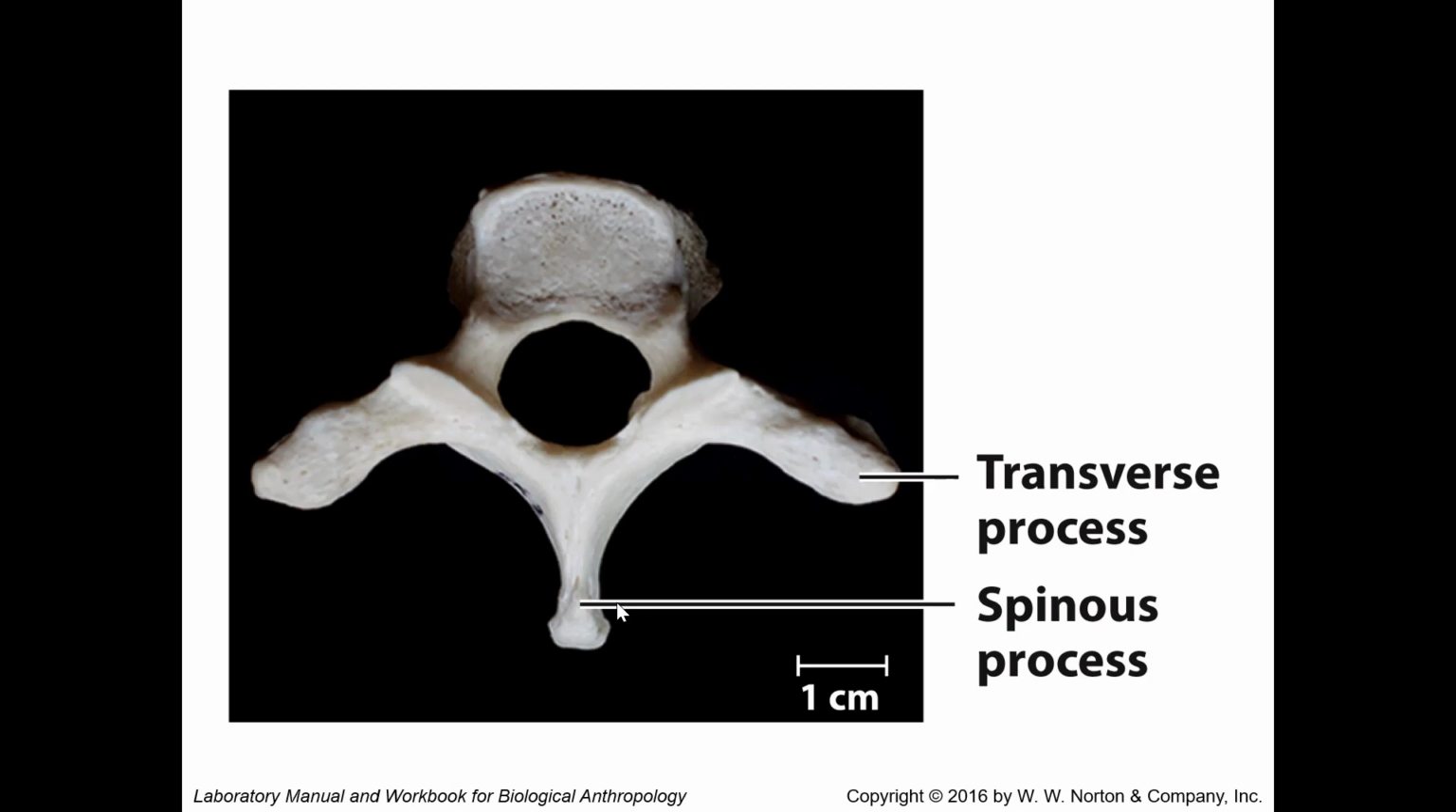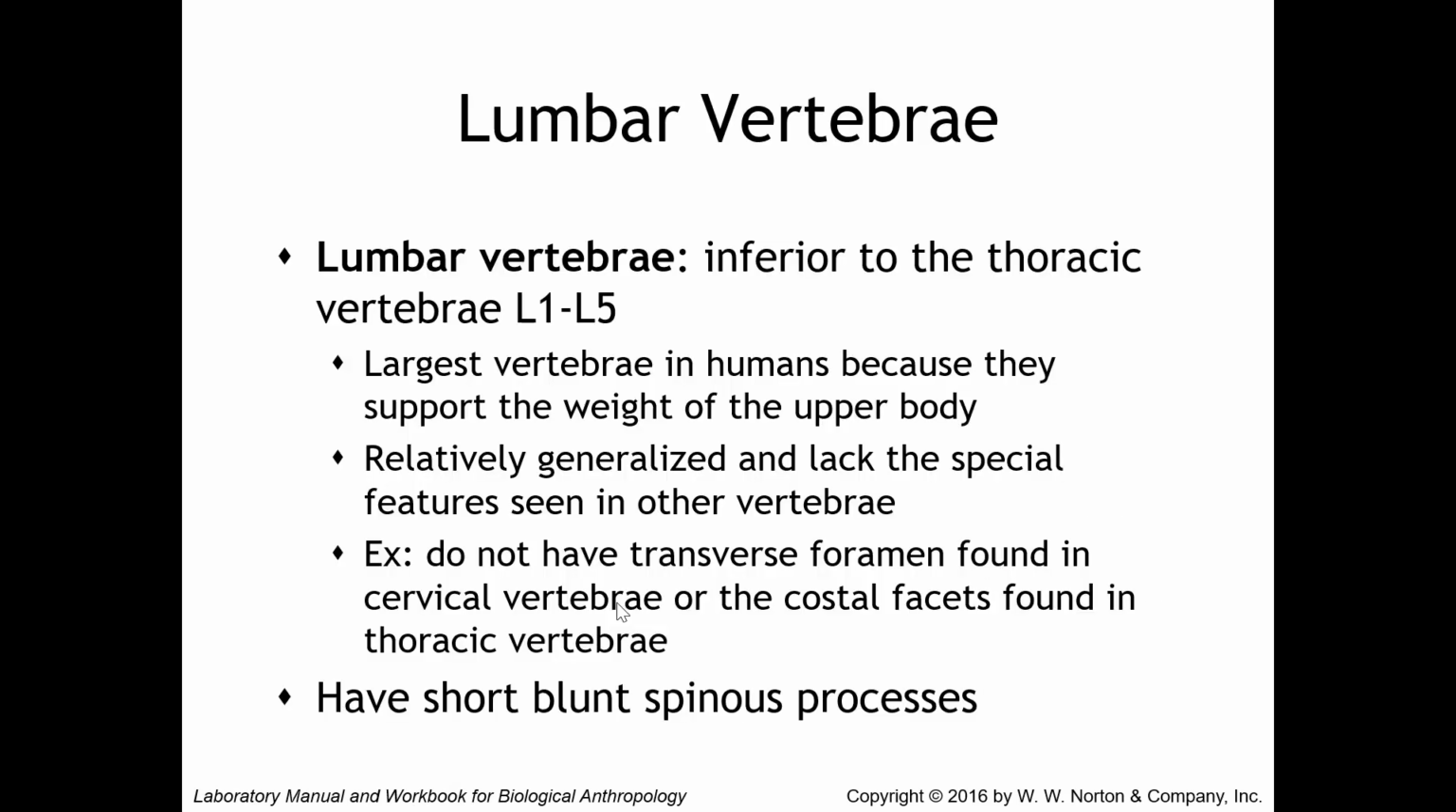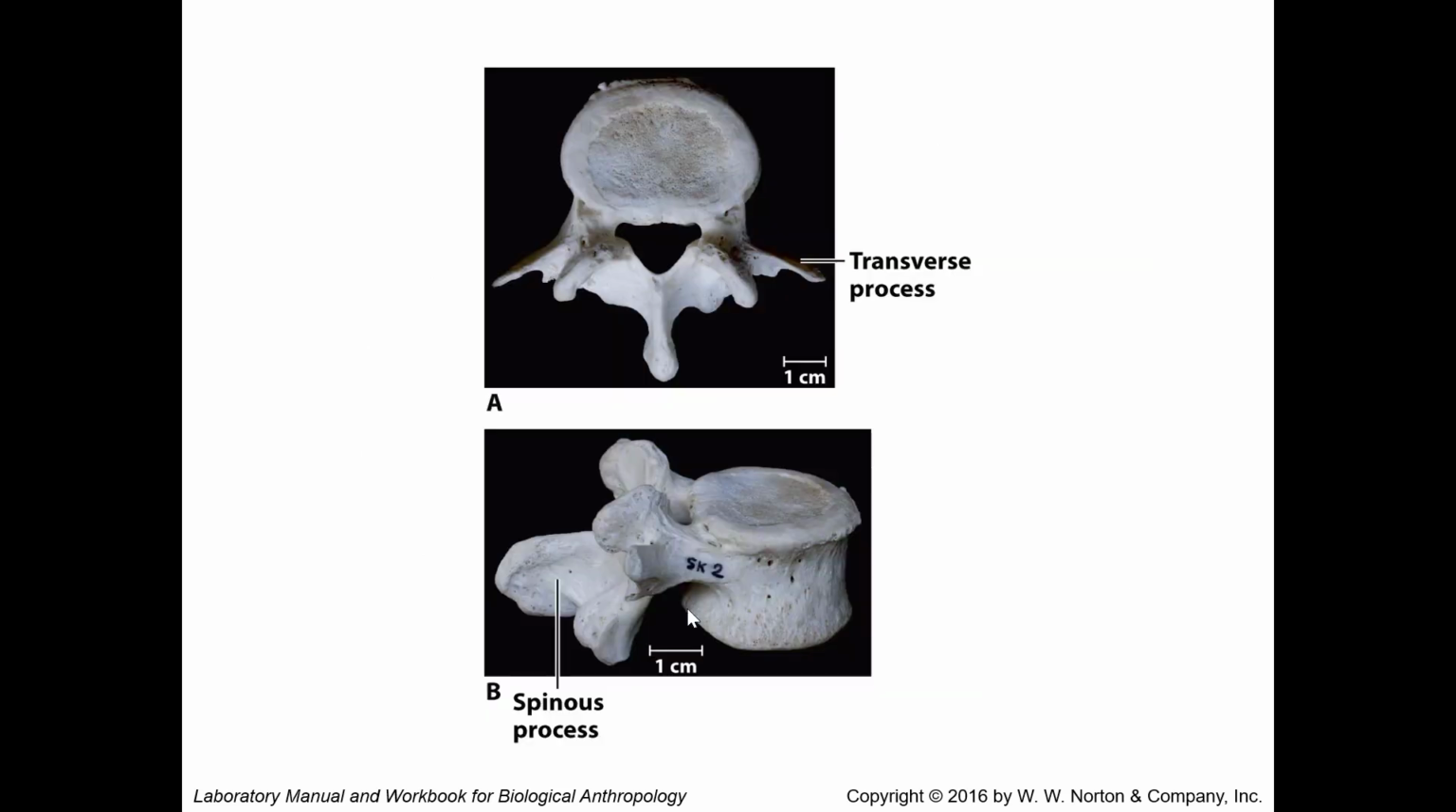After that is our lumbar vertebrae. So our lumbar vertebrae, they're inferior to the thoracic vertebra, and so they are L1 through L5. They are the largest vertebrae in humans because they support the weight of the upper body. All right, so I'm going to show you a picture. So you can see they are much larger than our thoracics. They support the weight of the upper body.